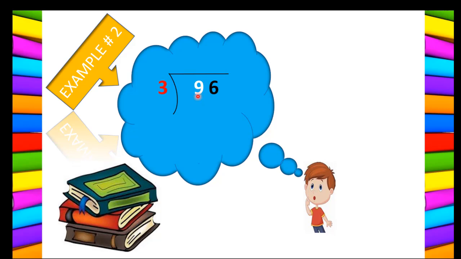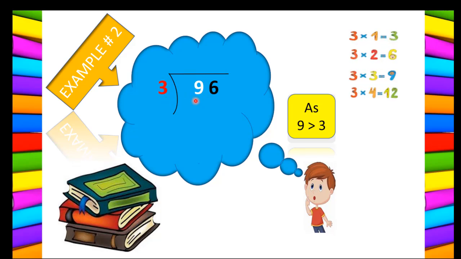We will compare the leftmost digit, that is 9, which is at tens place, with the divisor 3. As 9 is greater than 3, therefore 3 can divide 9. So we will use the table of 3 to find the product which is less than, equal or nearest to 9. We will read the table of 3 and we will get the product 3 multiply 3 is equal to 9. We will write 3 above 9 and the product 9 under 9 in the tens column.